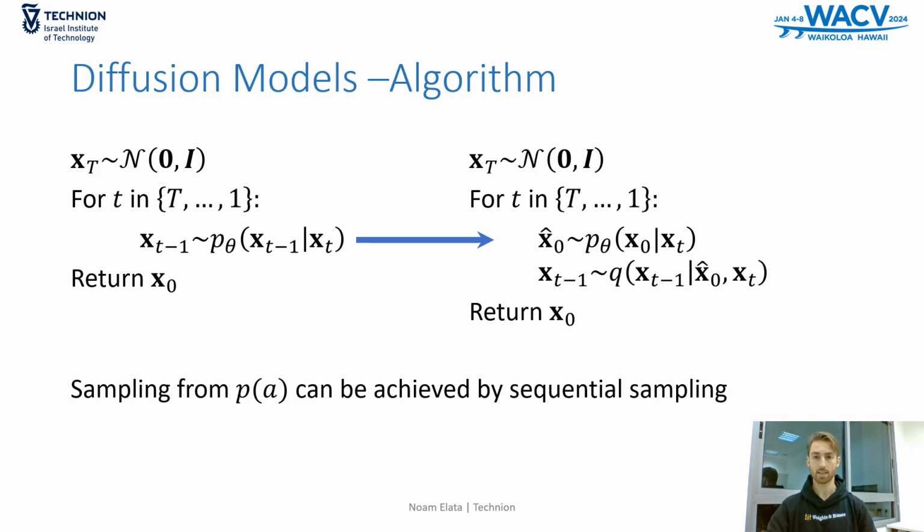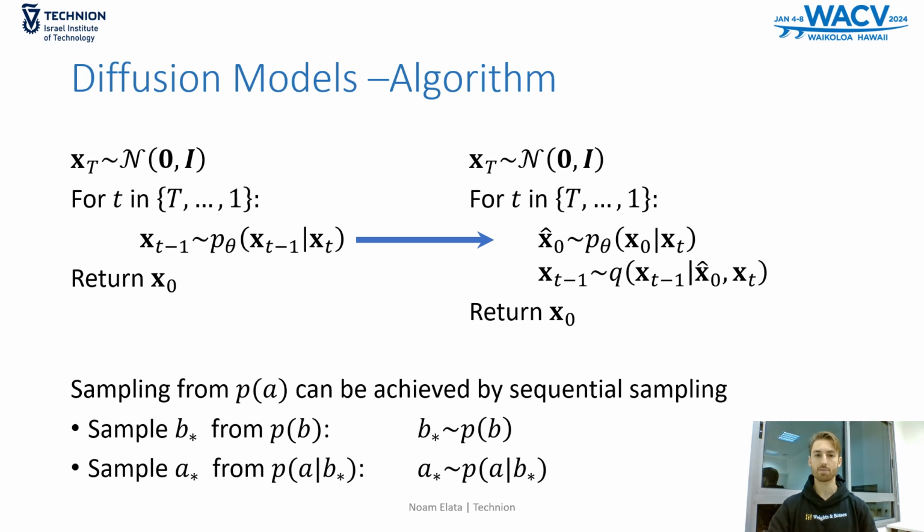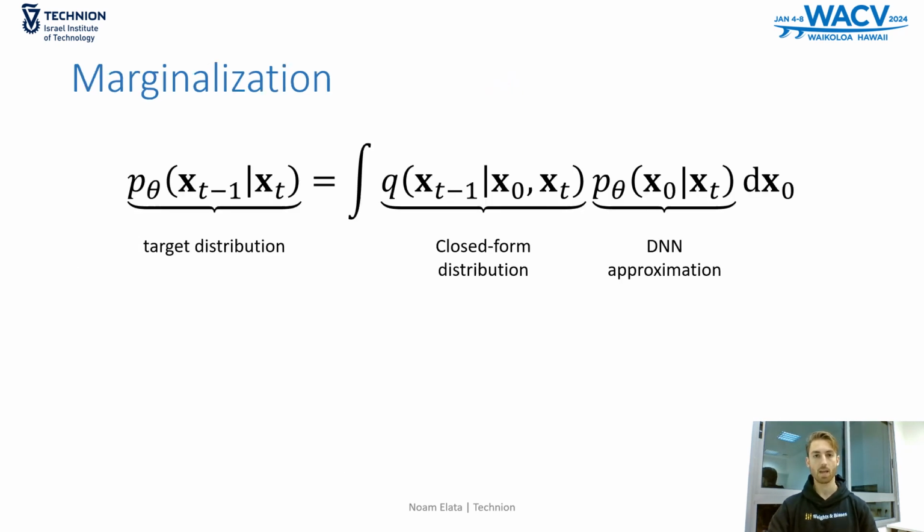This sampling technique is possible due to the probability rule of sampling from a joint distribution. We begin with sampling B from p of B, and then we sample A from P of A given the sample we already have of B. Our sequential sampling interpretation can be viewed as a marginalization. P of xt minus 1 given xt, the distribution of the next diffusion step, is sampled by first sampling x0 given xt using the DNN approximation, and then using a closed form distribution Q to go from xt and the x0 that we have sampled to xt minus 1.